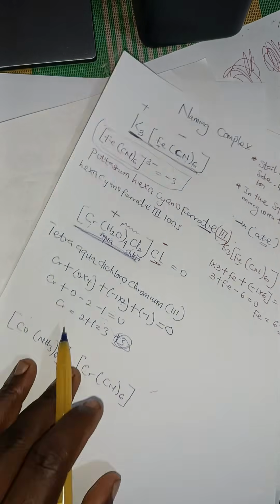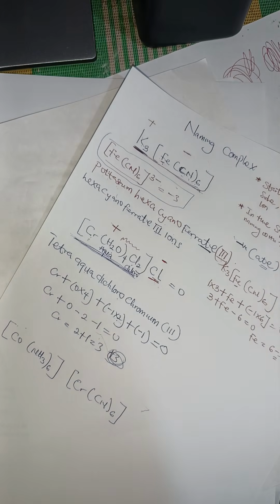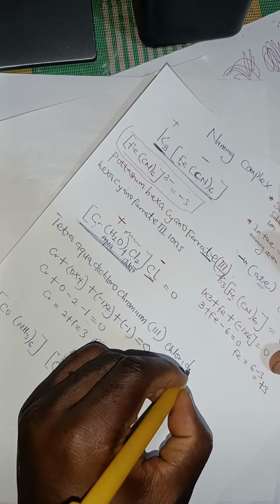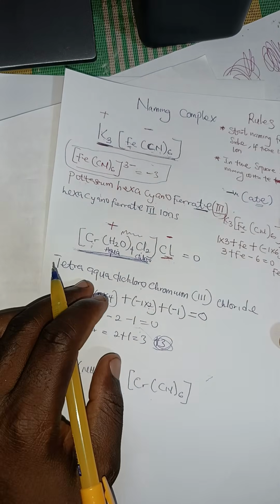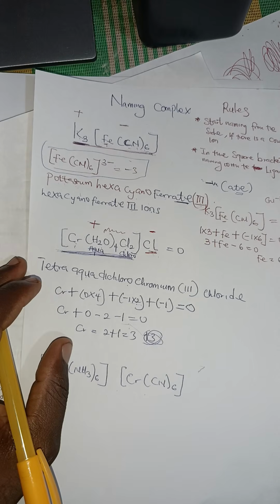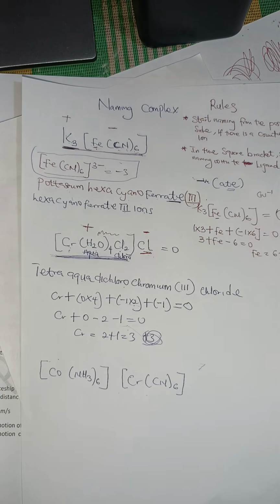Then, you know, sodium chloride. So this becomes chloride. So tetra aqua dichlorochromium(III) chloride. I think that is very, very clear.